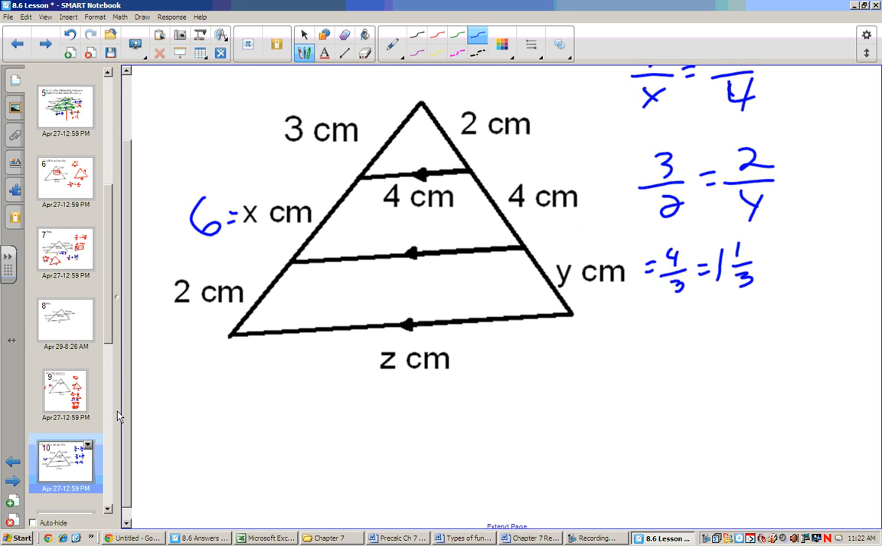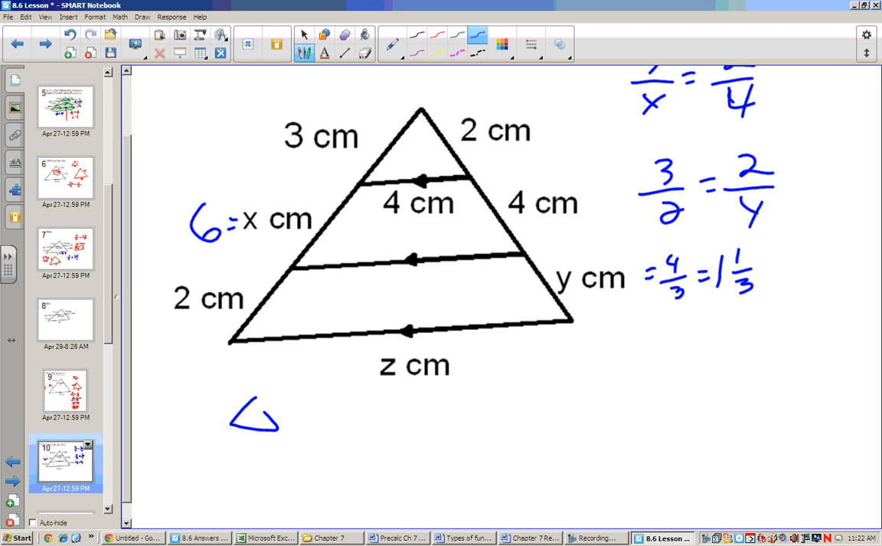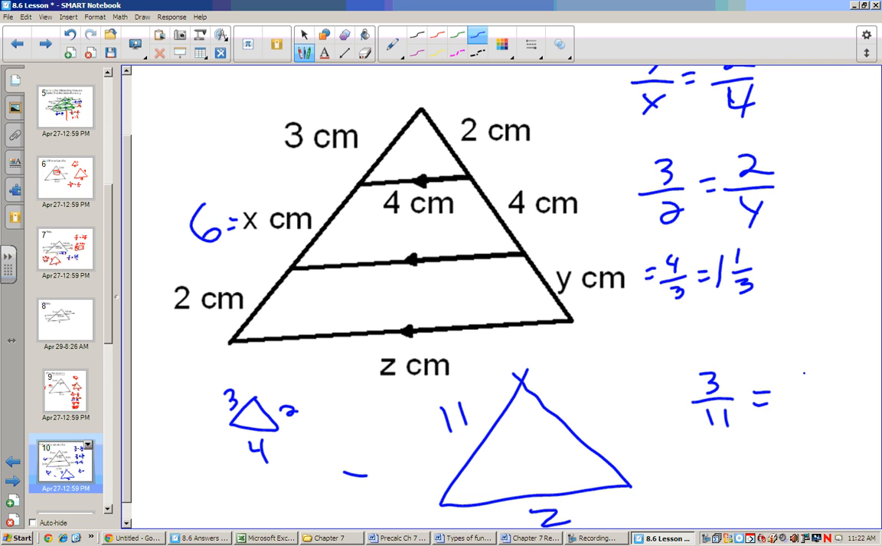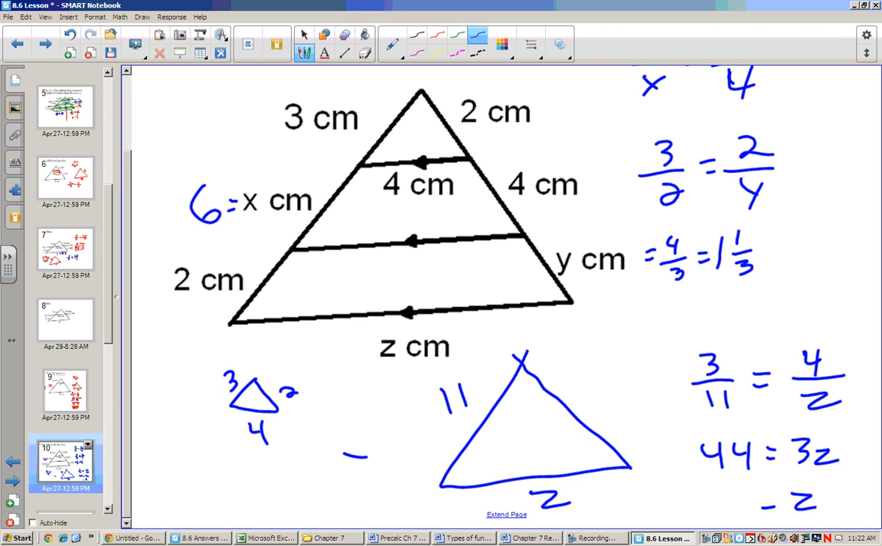Now if I want to find the value for z, I can't use my easy proportions. I have to draw out my triangles. 3, 4, 2. The big triangle is 8, 11, and z. So I would say 3 over 11 is equal to 4 over z. So this would be 44 is equal to 3z. Divide by 3 on both sides, and z is equal to 14.6 repeating, which is 14 2/3. So that's my value for z.